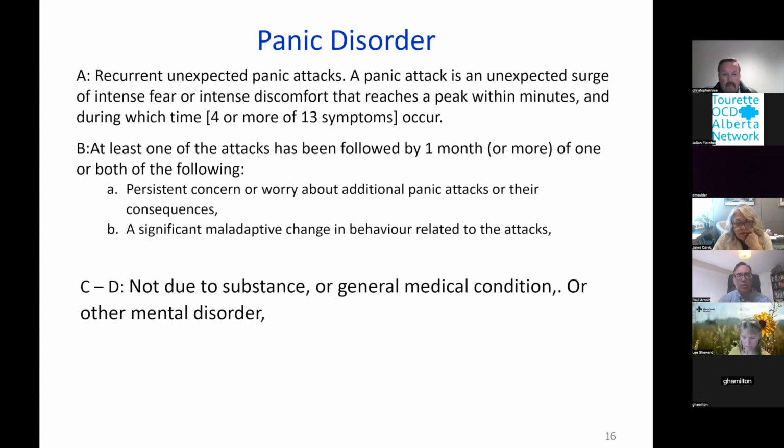Or another mental disorder. Again, that goes back to that distinction. You can have panic attacks, but let's say have social anxiety disorder and not panic disorder. So if it's better explained within the umbrella of another disorder, it's not panic disorder.